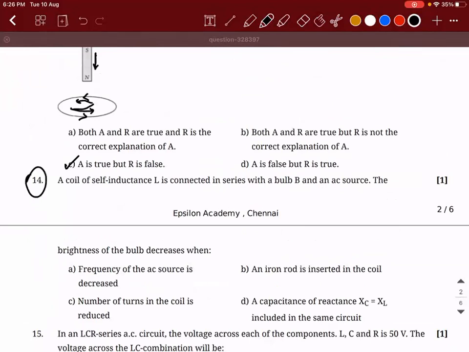14th. This is the problem which I told you. Exercise 7.5. So example 7.5, I think, yes. A coil of self-inductance L is connected in series with a bulb and an AC source. The brightness of the bulb decreases when? Anybody who can tell me the answer. I told you at that point it is important also.